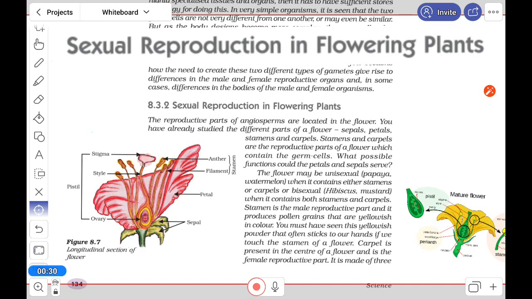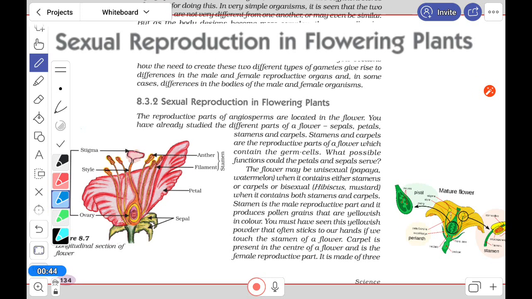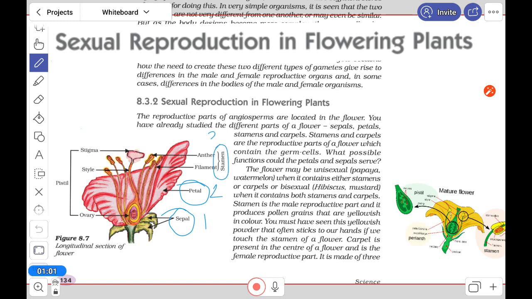Okay, so look at here. Basically there are four parts that you have to study. First is the sepal. Second is the petal. Third is the stamen, and fourth is the pistil.